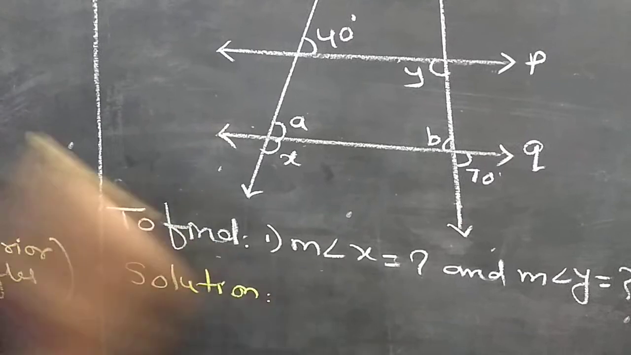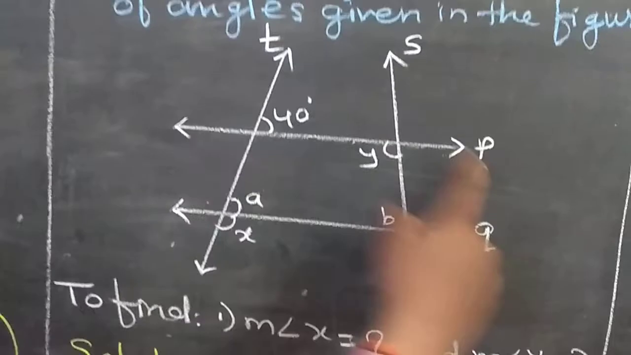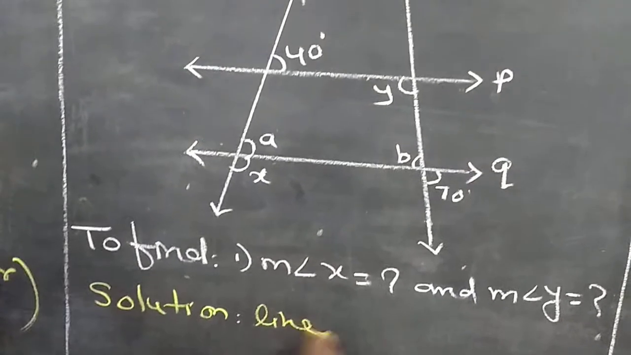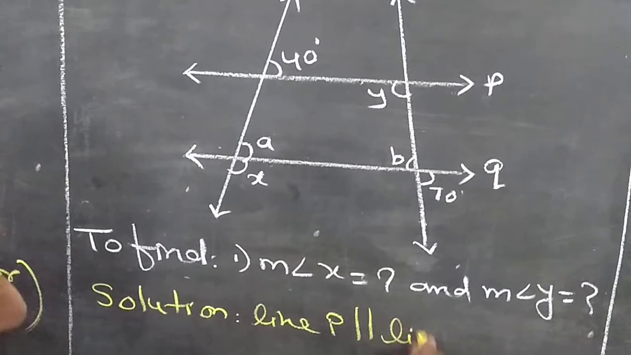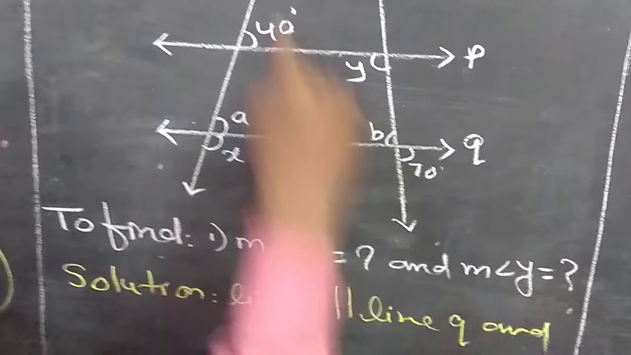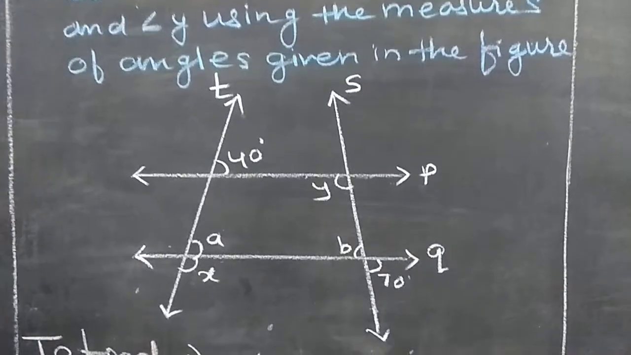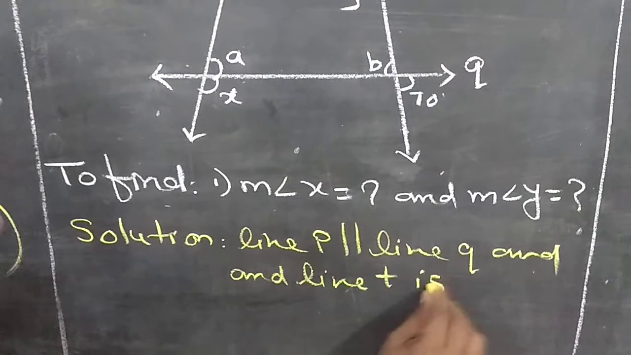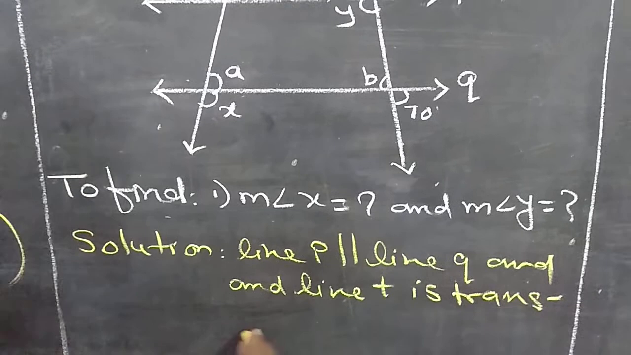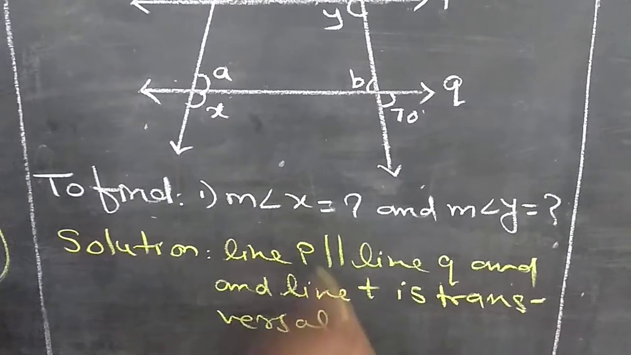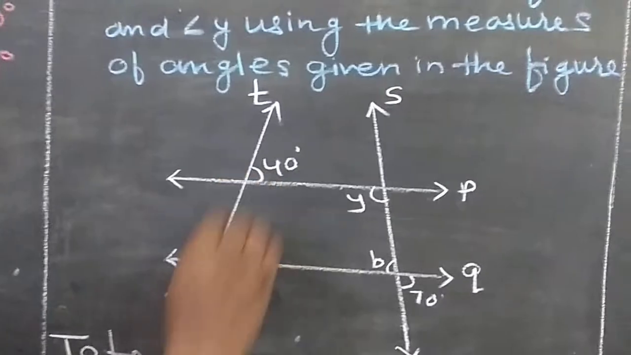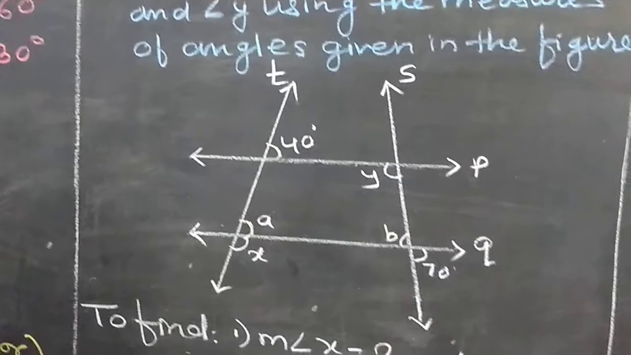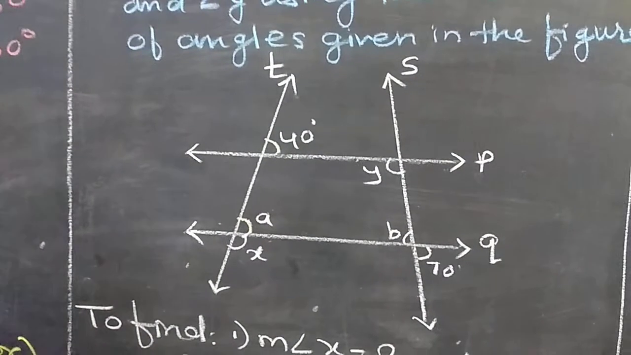Solution. First, you can see here these both lines are parallel. So let us begin. Line P is parallel to line Q, and line T is the transversal. Now consider this transversal line and this parallel line. This angle and this angle will be corresponding angles, as we have already studied in the previous part.